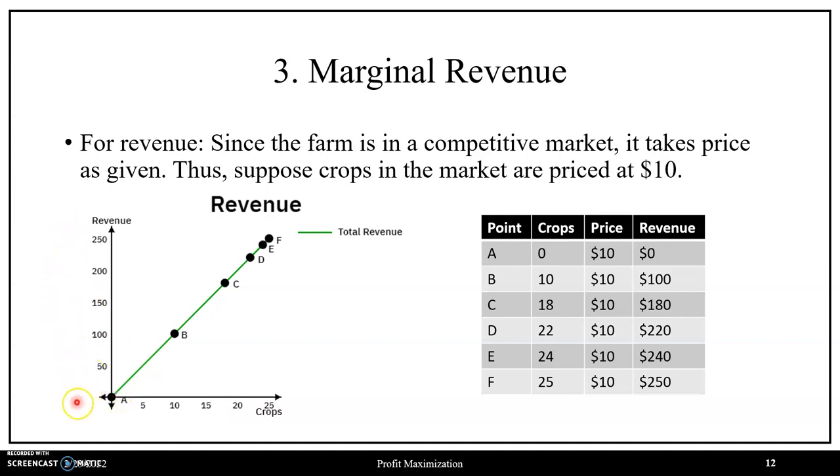Revenue is on the vertical axis and crops is on the horizontal axis, where we see that as crops is increasing, so is revenue, at a constant rate as we go from points A all the way to F. And if we keep track of this in our table representation, where we have crops sold and the corresponding price of 10, we see that the price of 10 stays the same regardless of the amount of output being sold. In terms of price times quantity, 0 times 10 gives us 0 revenue, 10 times 10 gives us $100 in revenue, and so on, where at point F we would have 25 times 10 giving us a value of $250 in total revenue.